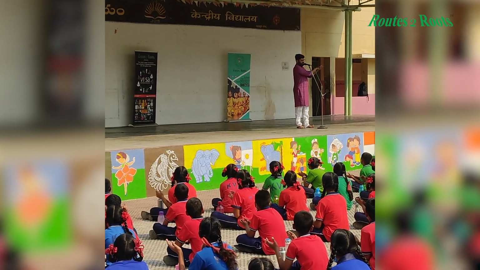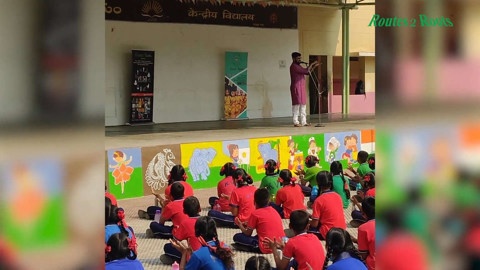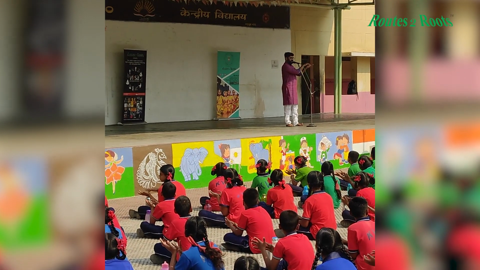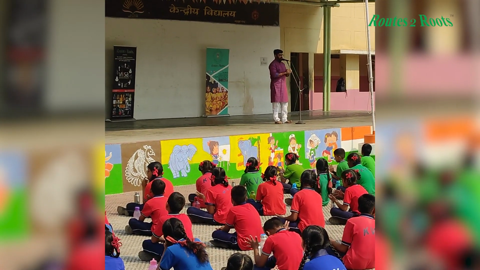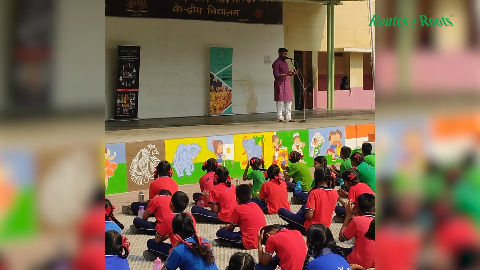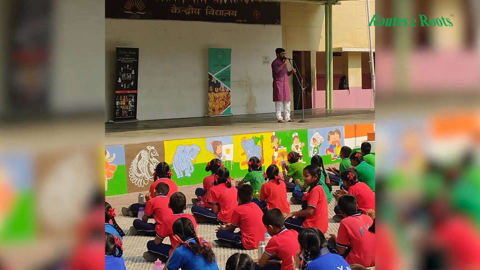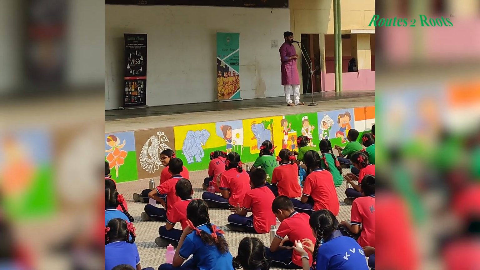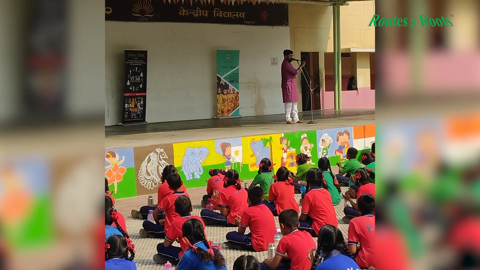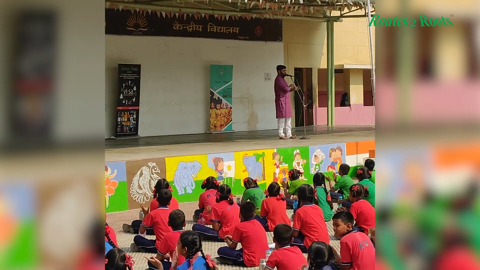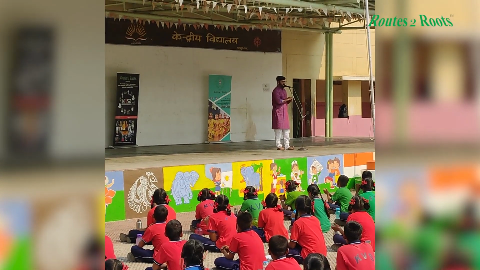Five, 6, 7, 8. Okay, so 8 beats are done out of 16. How many are remaining? 8. So from the 9th beat it's a khali. This was a tali. Now we should show khali. How is khali shown? Khali is shown like this.